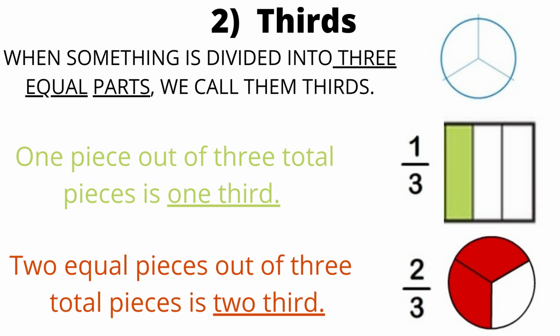What is called as thirds. When something is divided into three equal parts, we call them thirds. One piece out of three total pieces is one third. Two equal pieces out of three total pieces is two thirds.